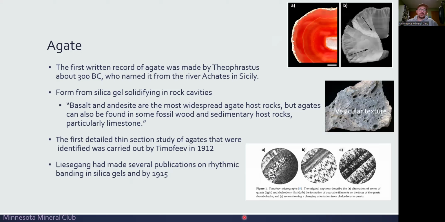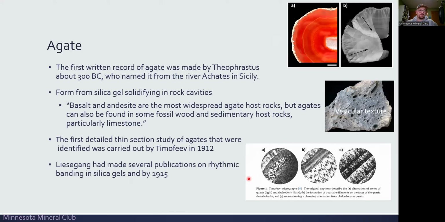The voids that agates form in are called vesicles, and this is what we would call a vesicular texture in a basalt. These are your gas bubbles that get solidified into the rock, and these then create the holes that can get filled with your silica solution to form your agate. The first detailed study of agates using thin sections was carried out by Timofeev in 1912, and you can see some of these micrographs here at the bottom, which was the first example of trying to really look into the molecular structure of agates to figure out how they formed.